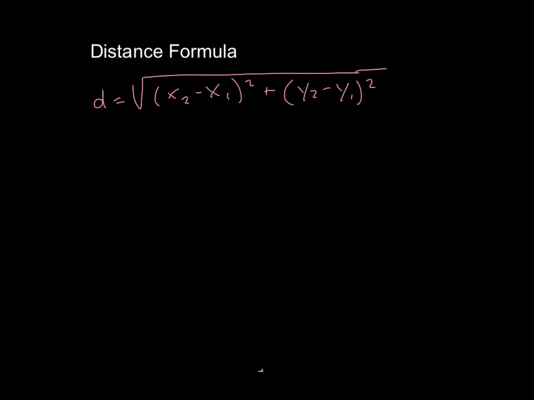In this lesson, we're going to show how to use the distance formula. You see it here: the square root of the quantity x2 minus x1, squared, plus the quantity y2 minus y1, squared. We'll add those together and take the square root of the whole thing. It looks kind of complicated, but it's really easy to use.